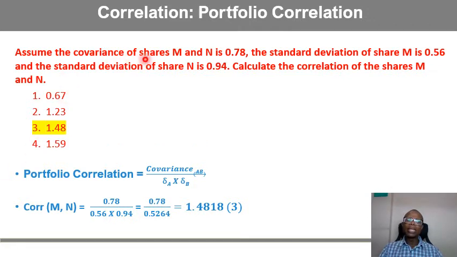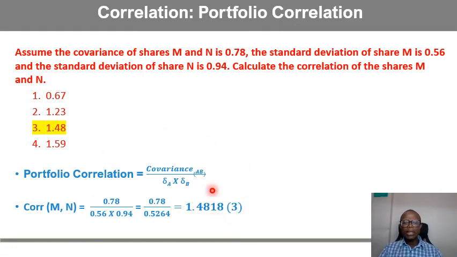Assume the covariance of shares M and N is 0.78. The standard deviation of share M is 0.56 and the standard deviation of N is 0.94. Calculate the correlation for shares M and N. Most of you are already excited because all the factors we need are already there, and it's simply plug and play. The covariance is 0.78, the standard deviation for M is 0.56, and the standard deviation for N is 0.94. When you do the calculation, you get 1.4814.